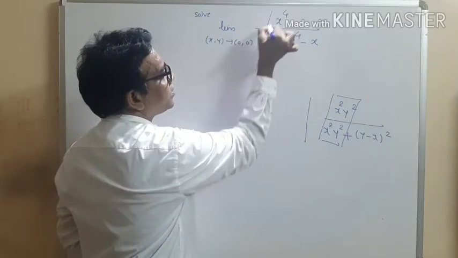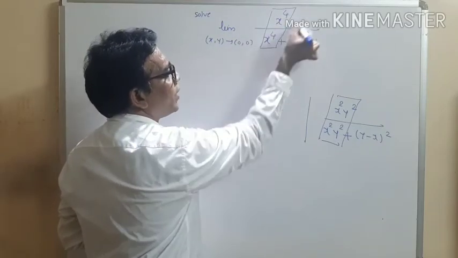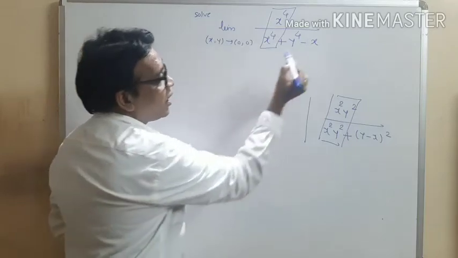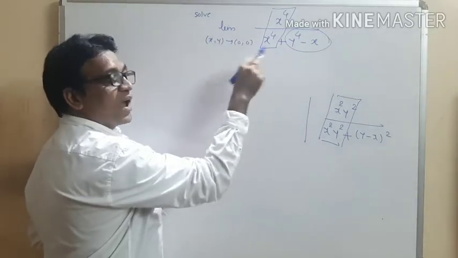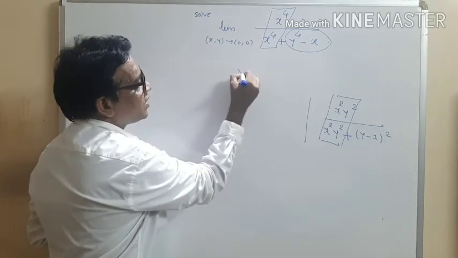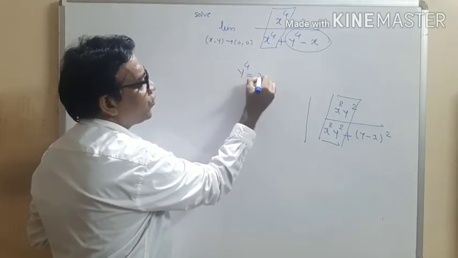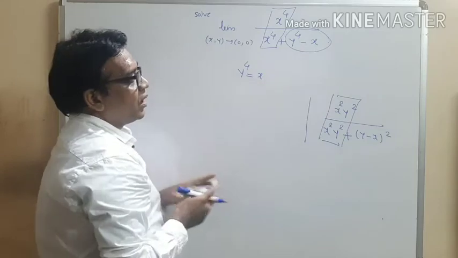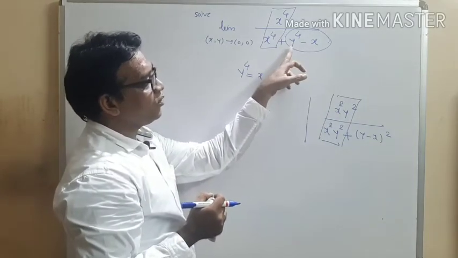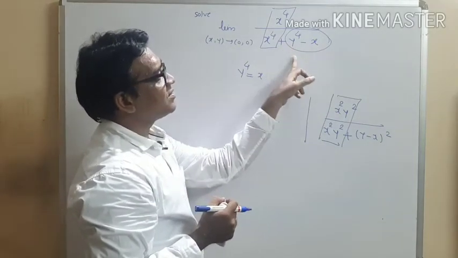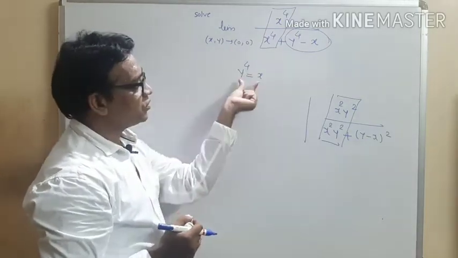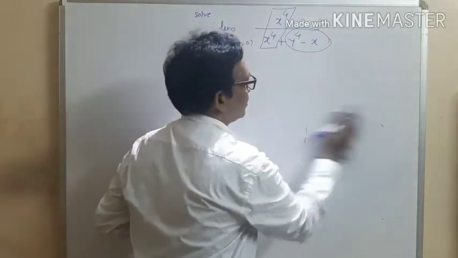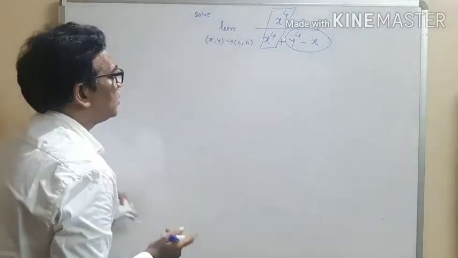This first term from numerator and denominator is the same. Now, how do we cancel the remaining term? If we consider the path y raised to 4 equal to x, then x gets cancelled. That means we get x raised to 4 upon x raised to 4, which is 1. So choose this path.